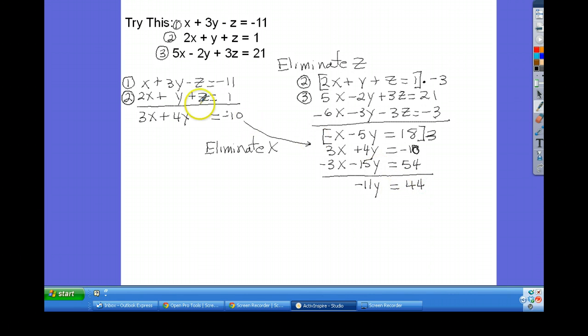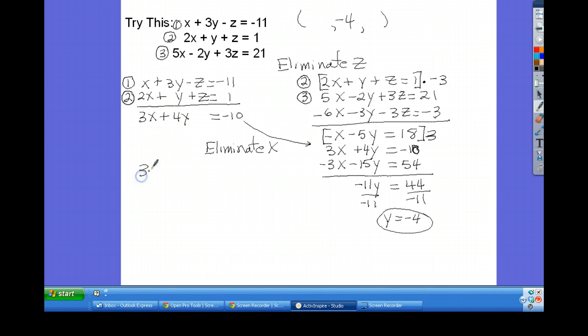We're down to the 1, 2, 3. Solve the 1. Divide by negative 11. And y is equal to negative 4. Negative 4 is our y coordinate. Take that and plug it into a 2. Let's do it into this one right here because there's a lot of room underneath here.